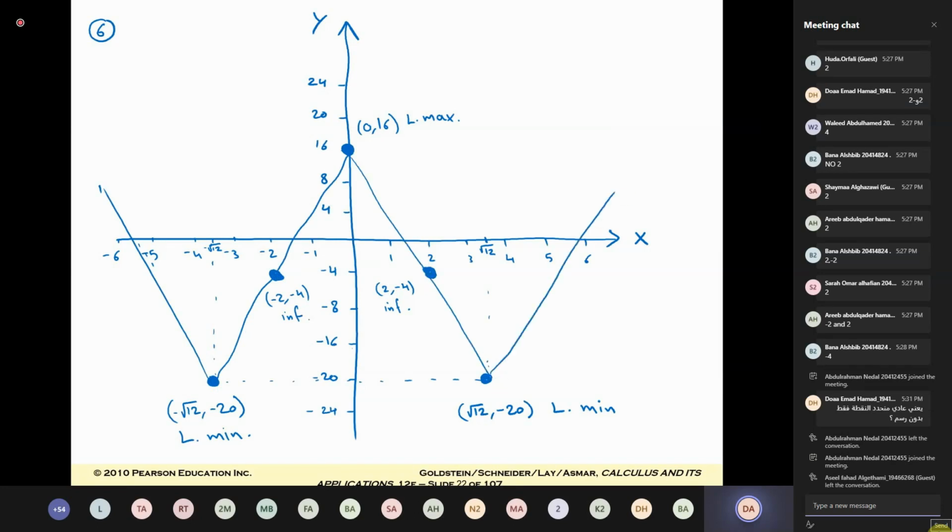Okay, but we must determine the concavity. We have concave down from minus 2 to 2, so this must be concave down. And from minus infinity to minus 2, concave up. So this is concave up, like this.